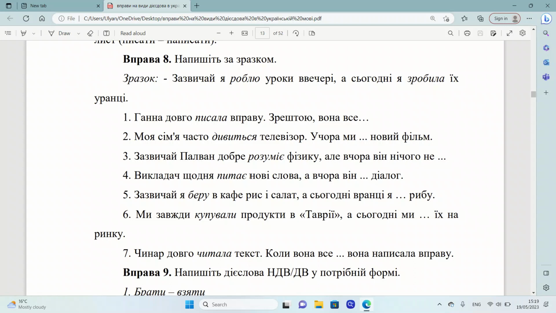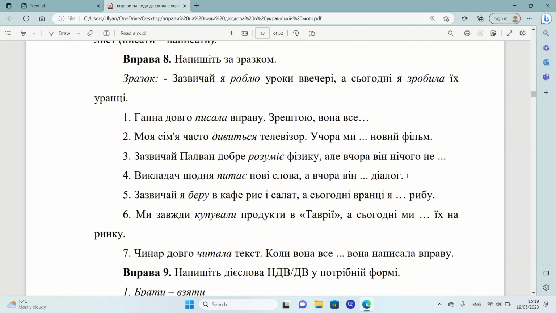Викладач щодня питає нові слова, а вчора він діалог. So, the teacher every day asks new words, but yesterday he asked the dialogue. А вчора він спитав діалог. So just once in the past.